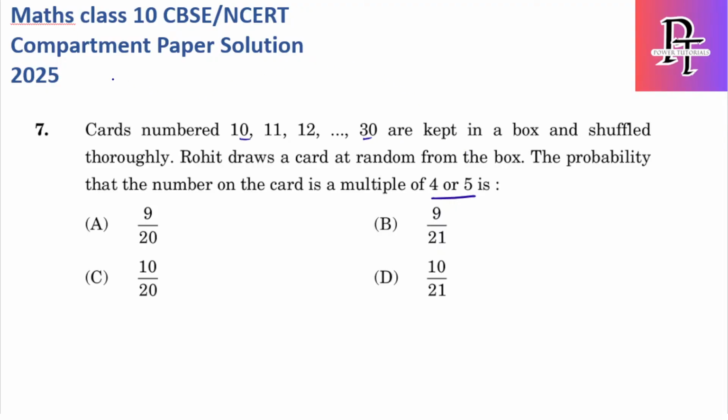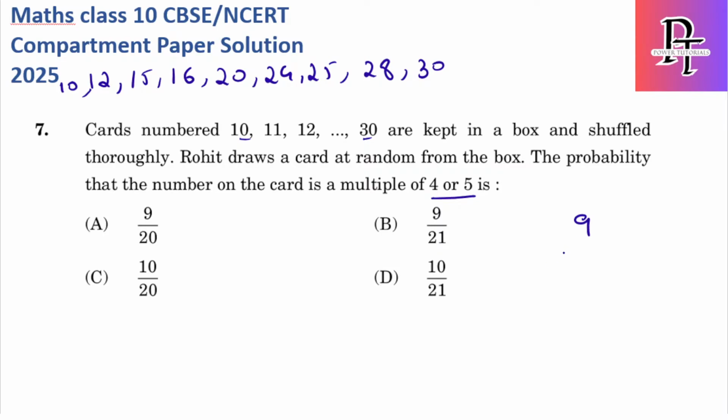So from 10, the first value that is a multiple of 4 or 5 will be 12, and then 15 because it's a multiple of 5, then 16, 17, 18, 19, 20, and then 24, 25, 28, and then 30. So these are the multiples of 4 as well as 5. So what are the total numbers we got? Between 10 means 10 also should be included. So 1, 2, 3, 4, 5, 6, 7, 8, 9. So the total numbers we got is 9.